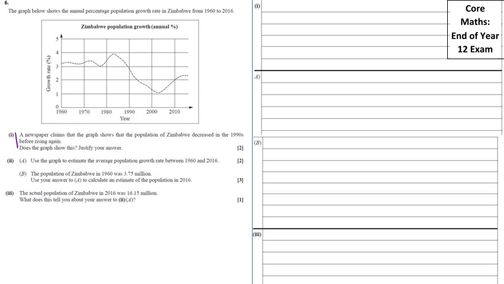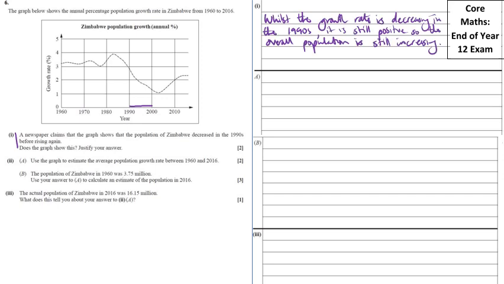So a newspaper claims that the graph shows the population of Zimbabwe decreased in the 1990s before rising again. It doesn't. It shows the growth rate decreased, but because that's still above zero, the population would still be rising. So writing something like this would get you the marks.